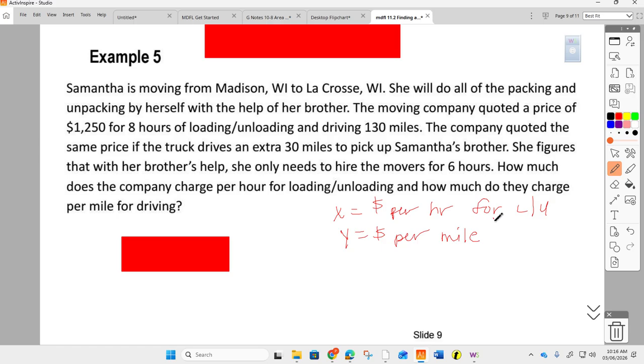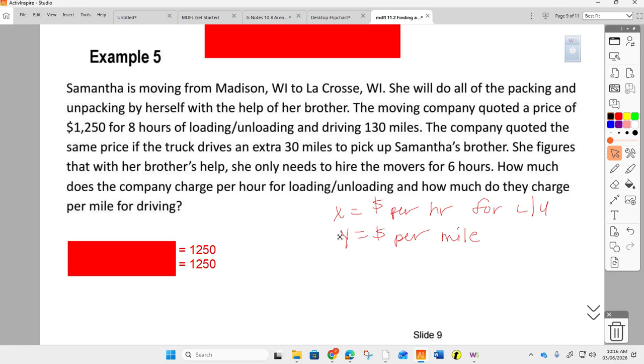Who knew? Okay. So we'll get two scenarios. This first one it costs $12.50. Well, they both cost $12.50, honestly. They both are going to equal $12.50 in both scenarios. So we're writing two equations, and we're going to solve for the price per hour for loading and unloading and the price per mile for renting the truck. So this first one we know is 8 hours of unloading and loading, so that's times X, right? And driving 130 miles, so that's times Y. So our first equation, pretty straightforward, 8X plus 130Y equals 1250.